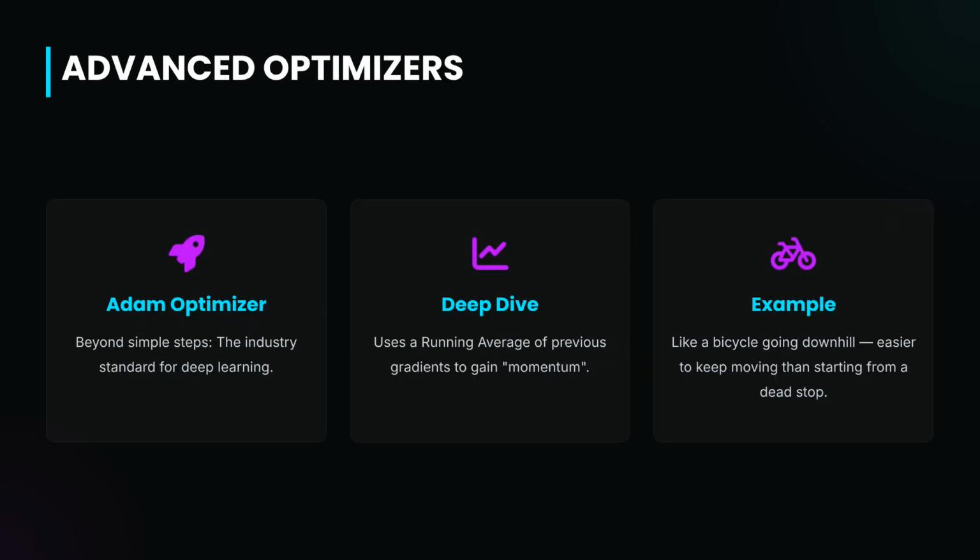Advanced optimizers, such as the Adam optimizer, go beyond simple steps. It's the industry standard for deep learning, using a running average of previous gradients to gain momentum. This is like a bicycle going downhill, where it is easier to keep moving than starting from a dead stop.